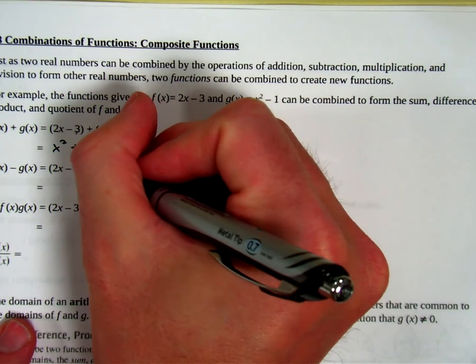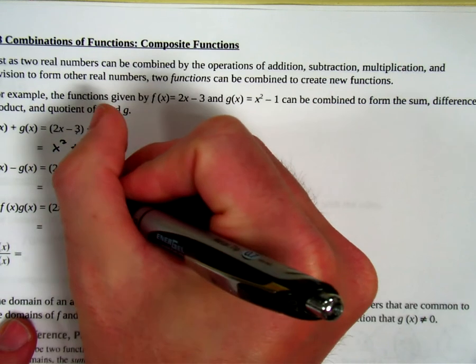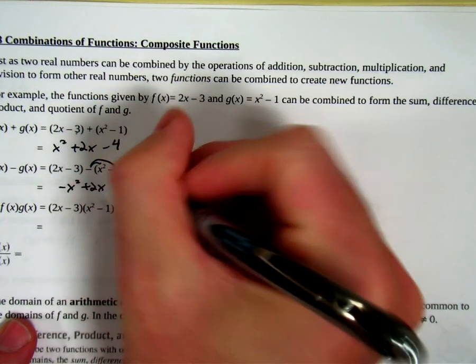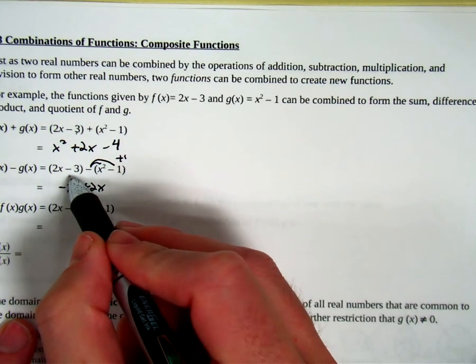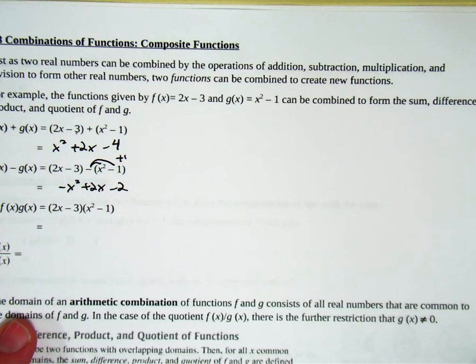Okay, subtraction, just remember to distribute the negative to both. So now this is a negative x squared plus 2x, a minus 3, and now this is going to be a plus 1, negative, negative, so minus 3 plus 1 is only going to be a minus 2.